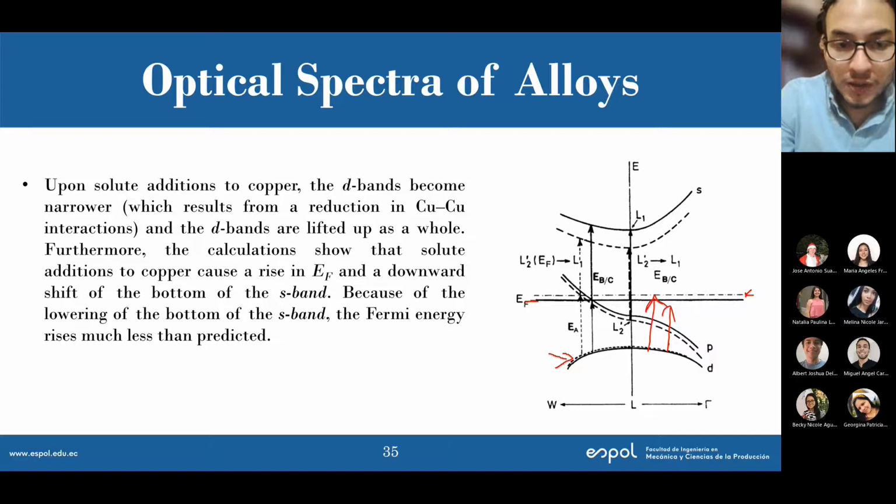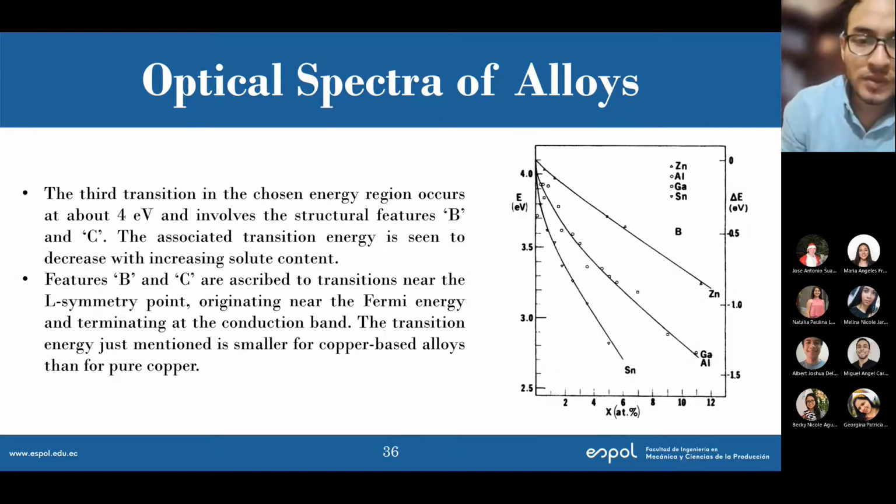You can see also that when I add alloying elements, the S band lowers. But that will be for the second transition. So once you are at the Fermi energy, then you have that second transition from here up to there. But that is for the second transition.